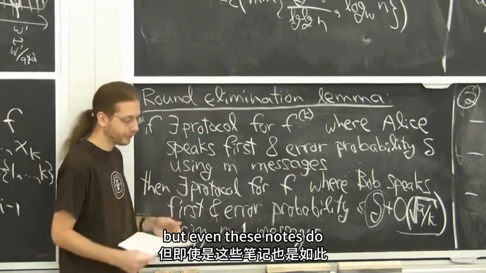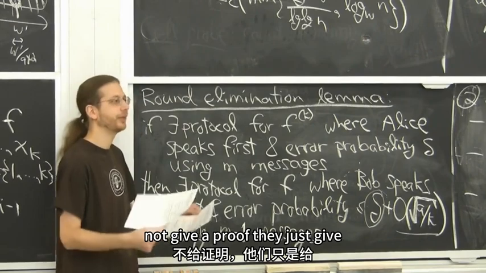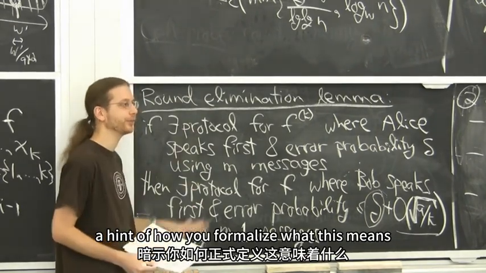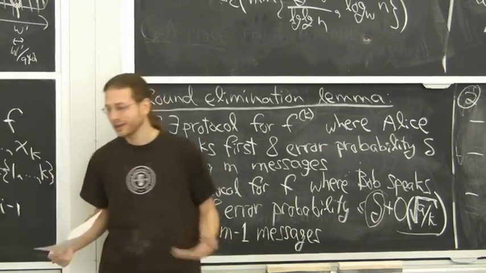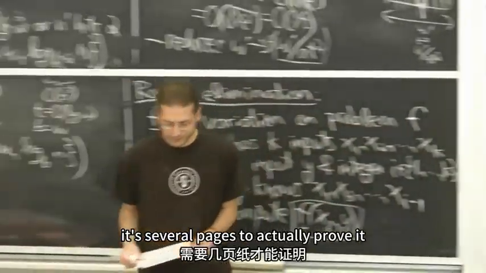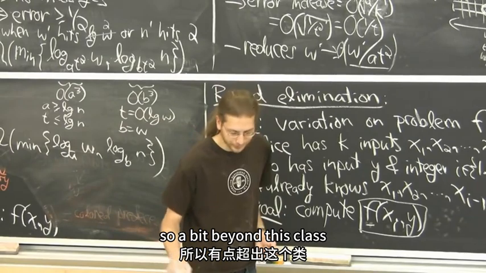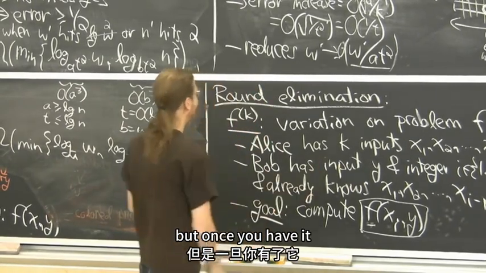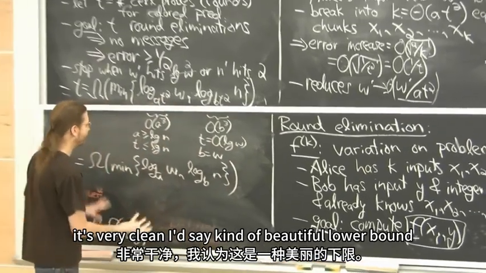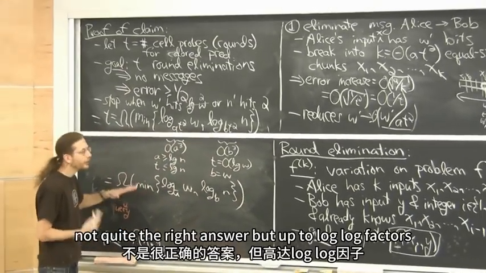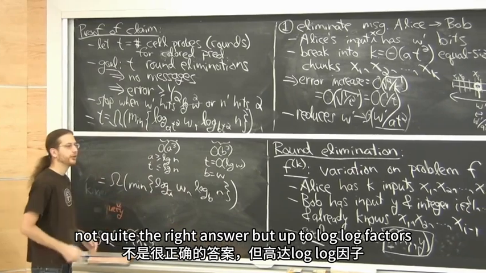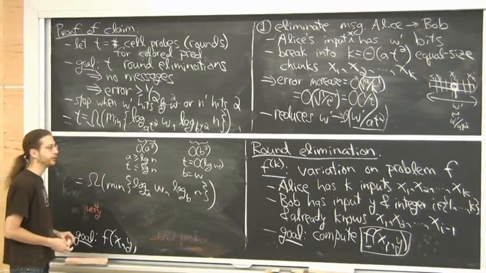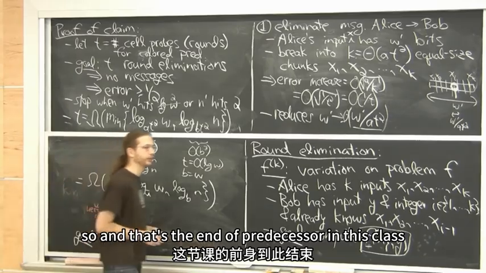But even these notes do not give a proof. They just give a hint of how you formalize what the proof sketch means. And then it's several pages to actually prove it, so a bit beyond this class. But once you have it, it's a very clean, I'd say kind of beautiful lower bound, not quite the right answer, but up to log factors, the right answer for predecessor. So that's the end of predecessor in this class.